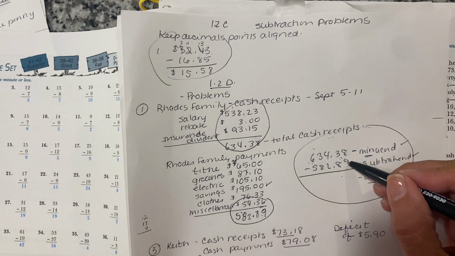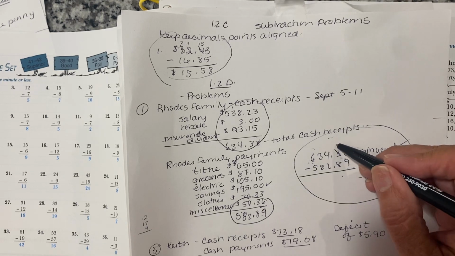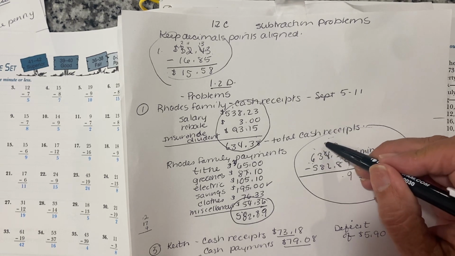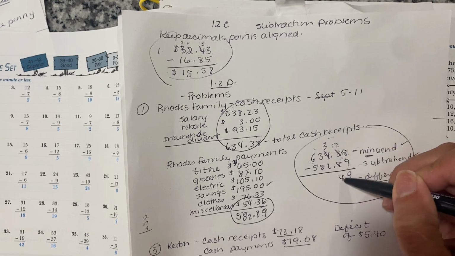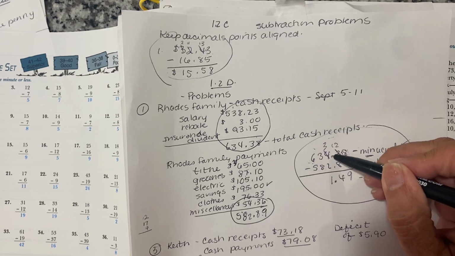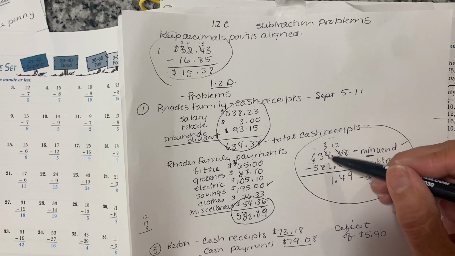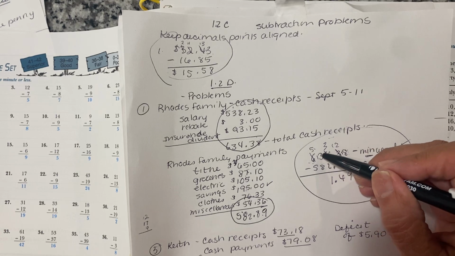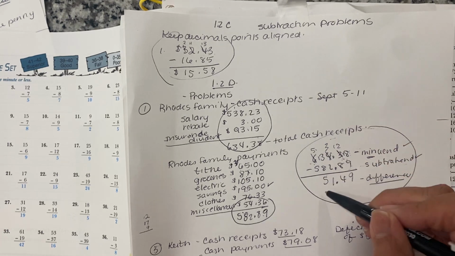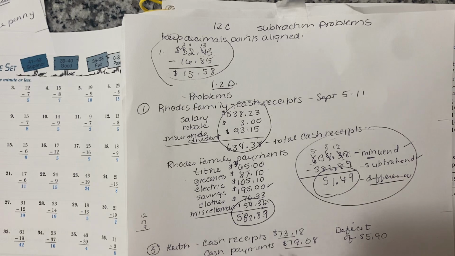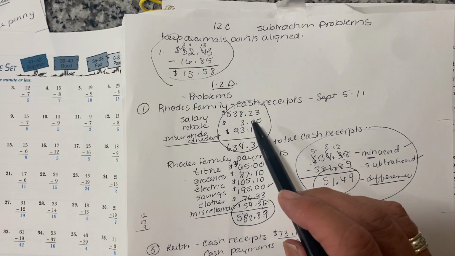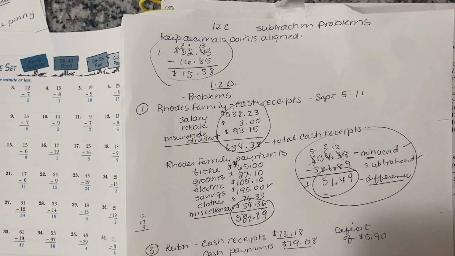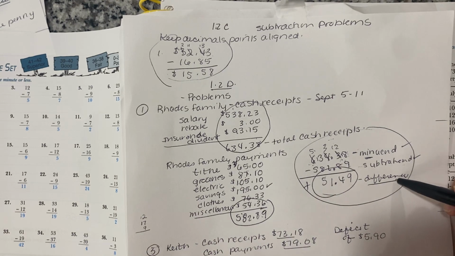So again, to subtract this, you're going to have to borrow, right? So you borrow. As you're borrowing, see how I'm borrowing? Make sure you keep everything in line with the decimal points. And so we're going to borrow here, and 13.5 is going to be the difference. And because you have more cash receipts, this is going to be positive. So, got it? This is minuend, subtrahend, and difference. Okay?